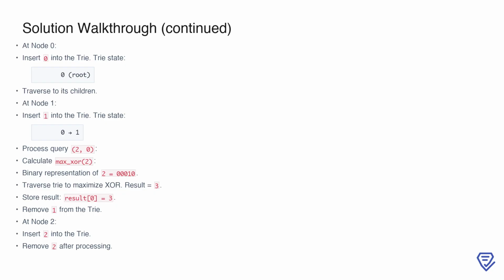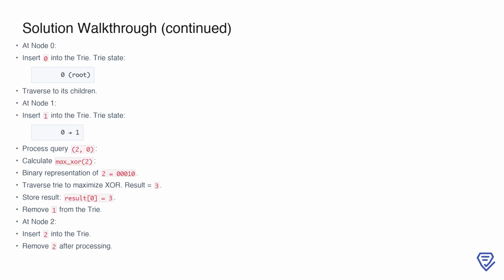To answer this, we calculate the maximum XOR of 2 by traversing the tree. The binary representation of 2 is 00010, and using the tree, we maximize the XOR to obtain a result of 3. We store this result in the result array at index 0. After processing the query, we remove the value 1 from the tree as we backtrack.